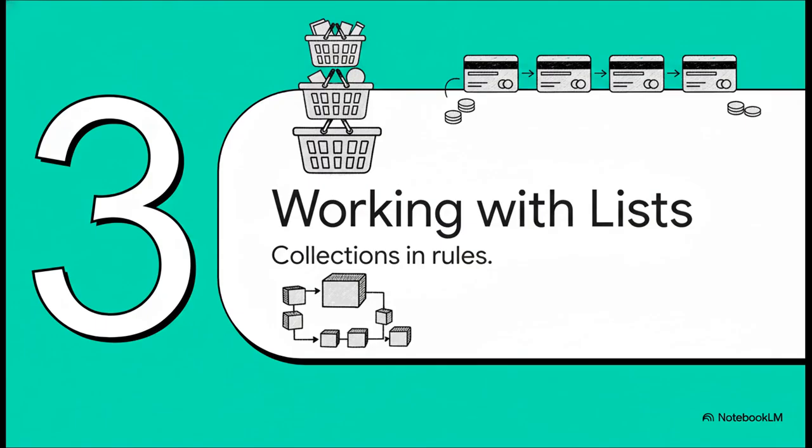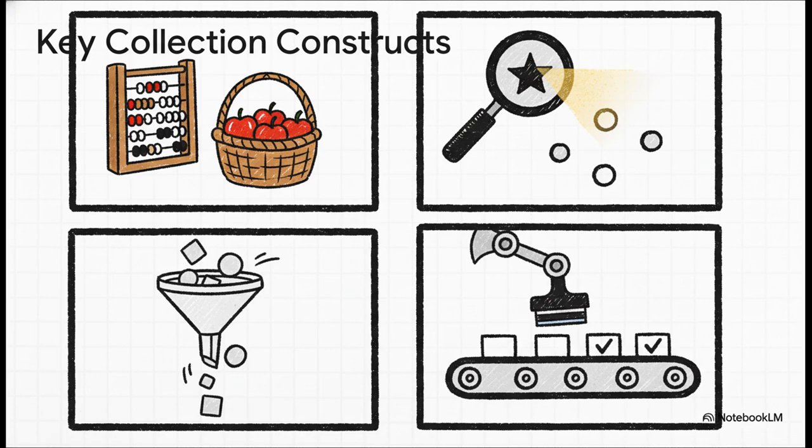All right, so far, we've been talking about single pieces of data, like one customer's age. But what about when you're dealing with a list of things, like all the items in a shopping cart or all the transactions on an account? Let's see how BAL handles collections. BAL has a whole toolkit for this. We can count items. We can check if a certain type of item even exists. We can filter a list down to just the things we care about, and we can even perform an action on every single item in that list.